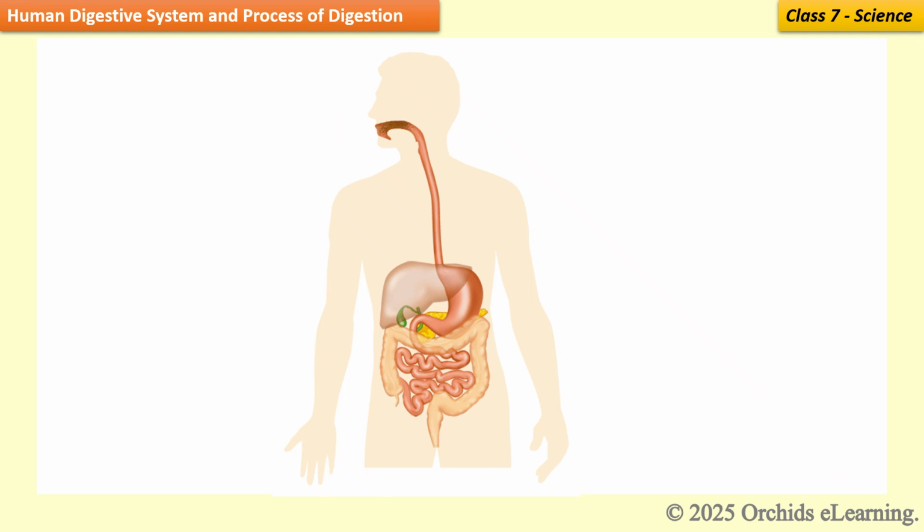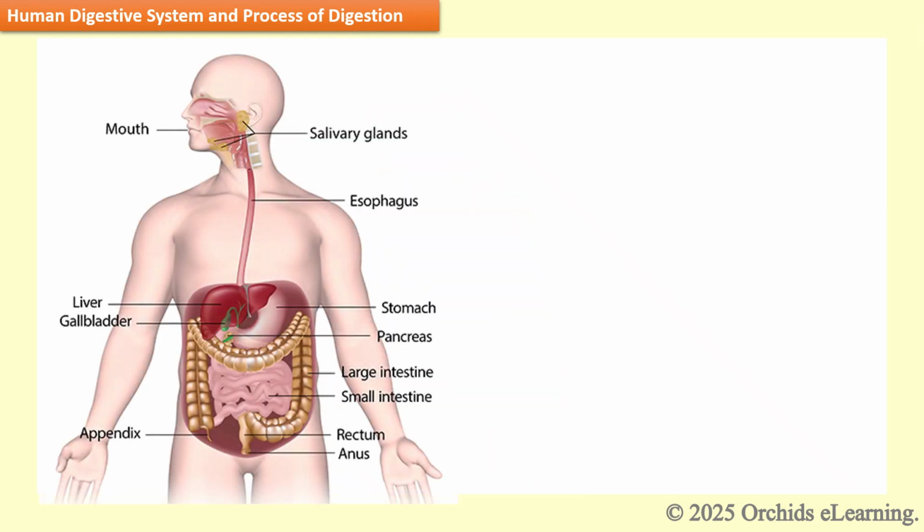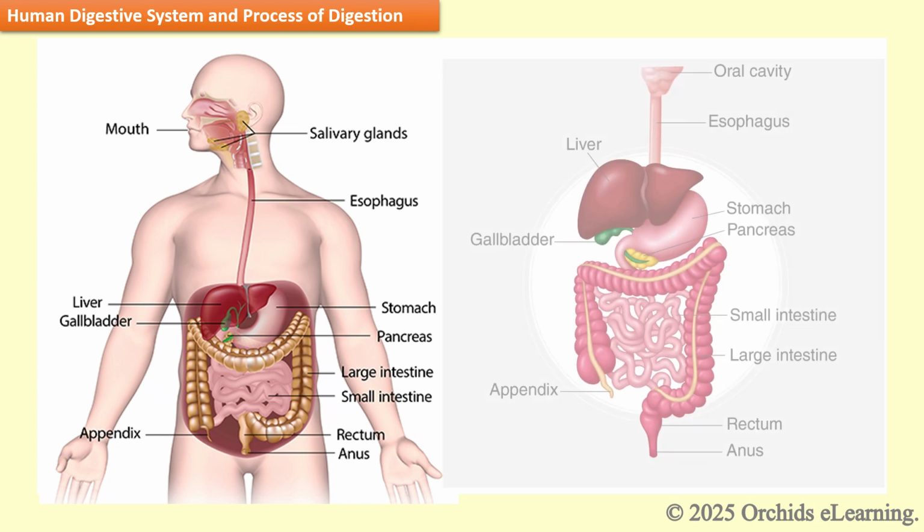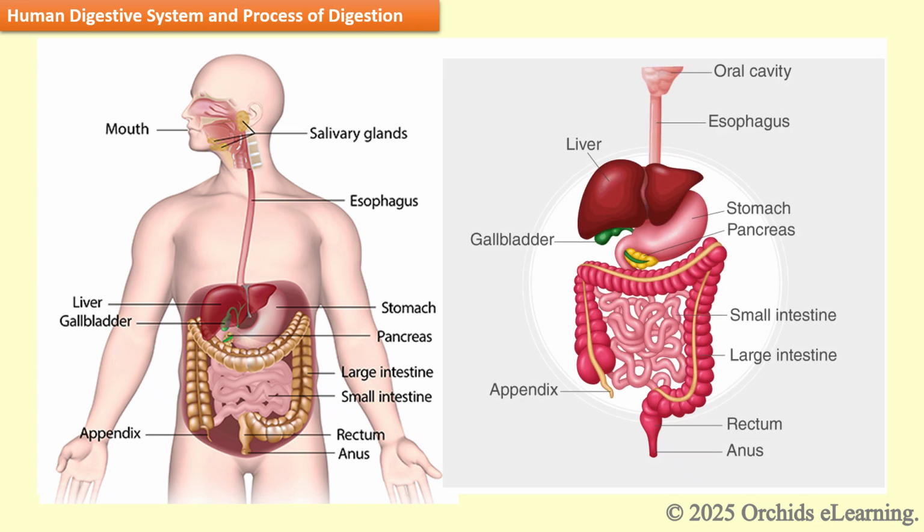Human digestive system and process of digestion. We know that food is taken in through the mouth and digested inside the body with the help of the digestive system. Let us see what happens to the food we eat during the process of digestion. The human digestive system consists of different parts, or compartments, which together form an alimentary canal, or the digestive tract. Now, let us see the parts of the digestive tract, one by one.